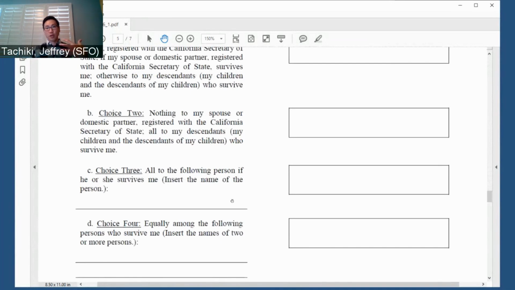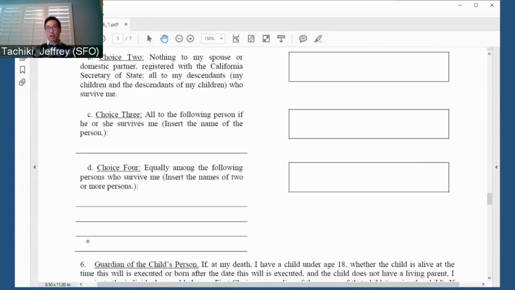And then choice 3, and typically you're only going to choose choice 3 if you are single, you would leave everything to the following person. So that's everything to one person. You want to write that person's name in the blank below there under choice C, and then sign off to the right. And then choice 4 allows you to leave your entire estate among multiple people, and it gives you 4 blanks below. So it really only allows you to pick up to 4 people to leave your assets to. And it leaves everything equally. You cannot say, I want to leave 10% to A, 15% to B, 25% to C, and 50% to D. It's going to be equal among all 4 people. But you would write their names in, and again, sign off to the right.